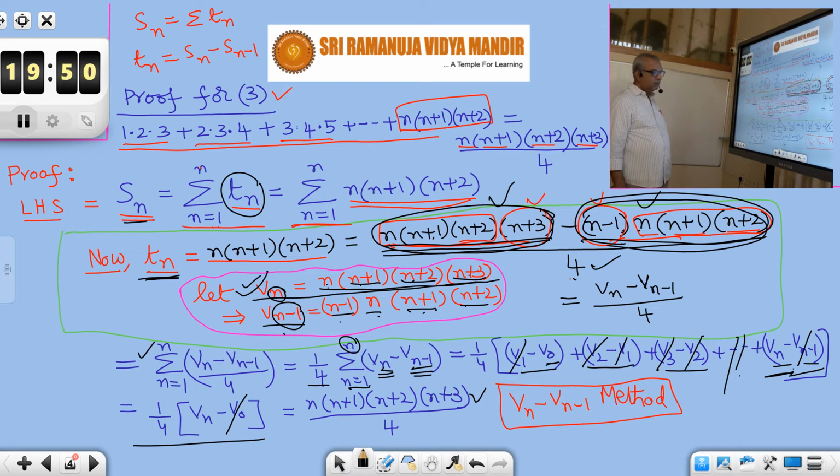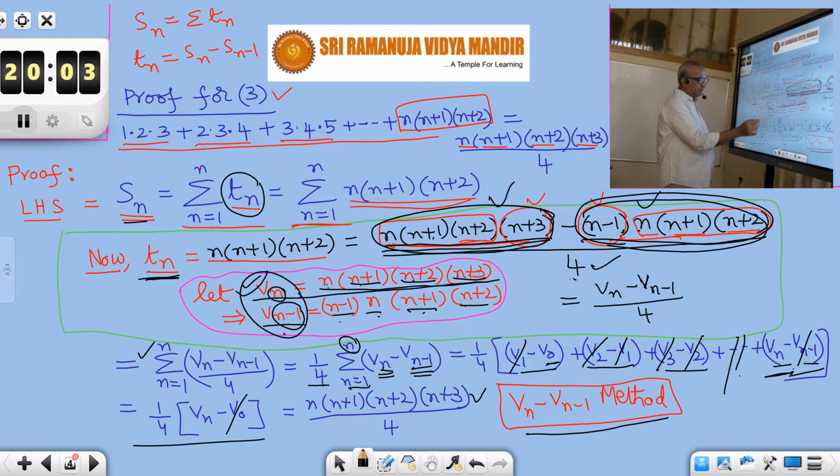This is also called, in the books, the Vn minus Vn minus 1 method. I call it the one step forward, one step backward method. Both are the same, only different names for the method. Okay, let us see what is there in the next page.